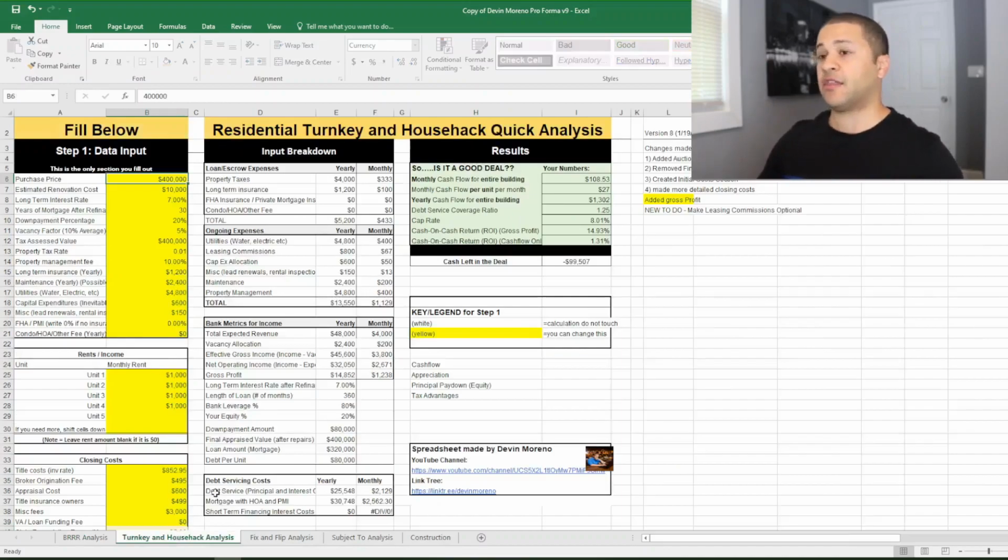Turnkey and house hack analysis. This is when you're going to buy the deal, maybe you're going to renovate the deal, but then you have no intention of refinancing anytime soon, okay? A lot of these are meant for kind of a 5-year plan of a sort. You often see that with turnkey properties where you just buy it and rent it, or house hack strategies where you buy it and live in it.